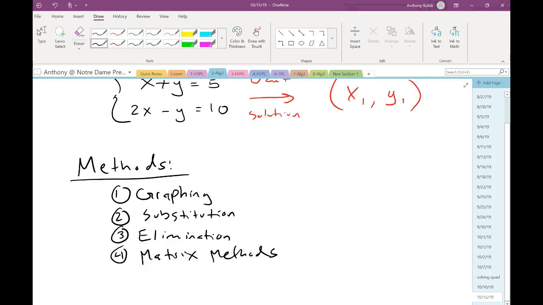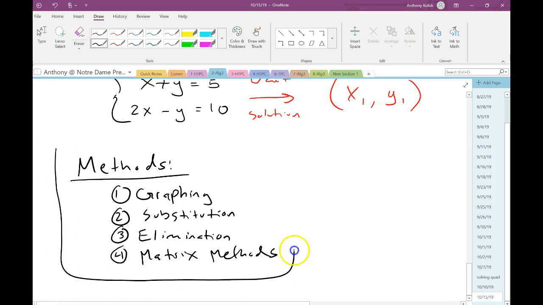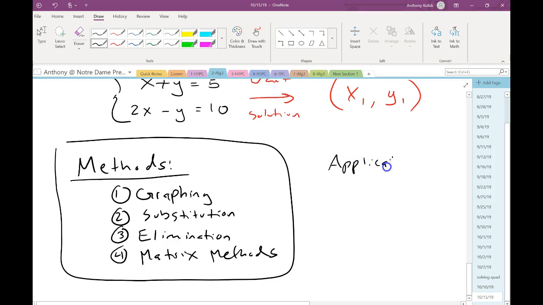So these are going to be the methods that we're going to talk about. And when we're done talking about those methods, we're going to talk about some applications, some places where we can use this technique to solve specific kinds of problems. So one application, we can find the standard form equation for a quadratic given 3 points.